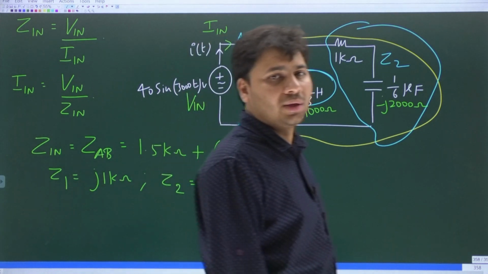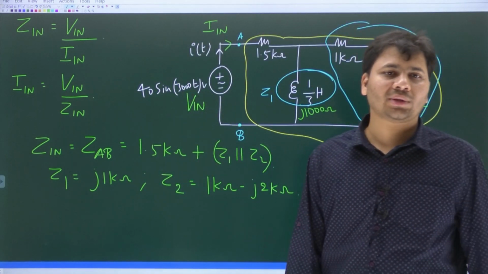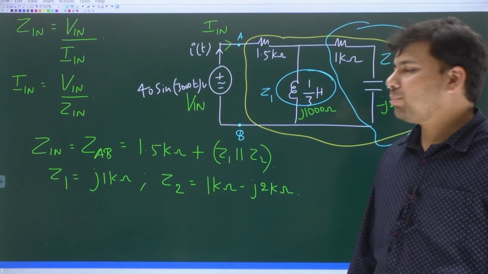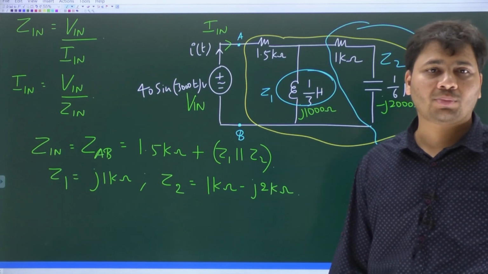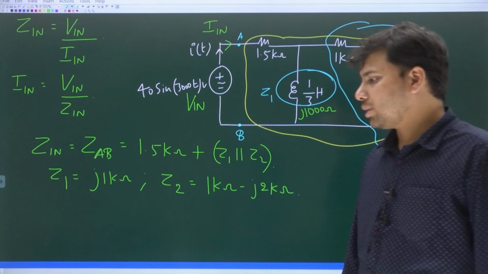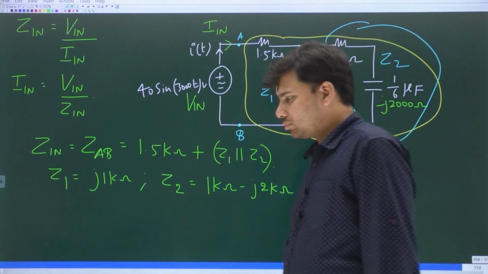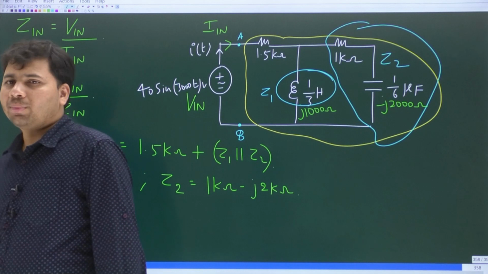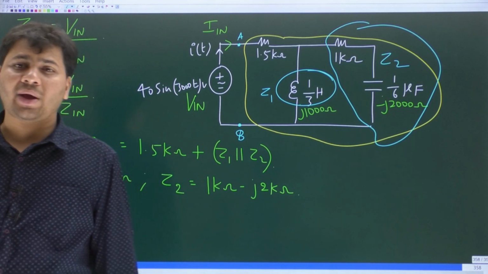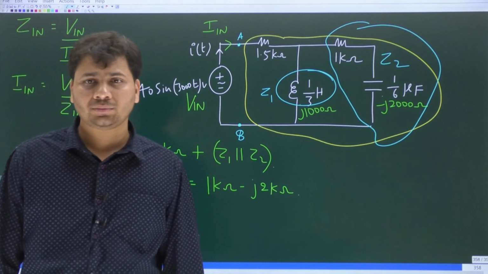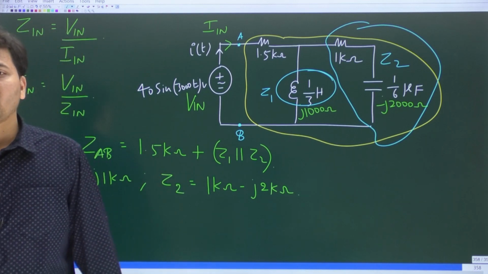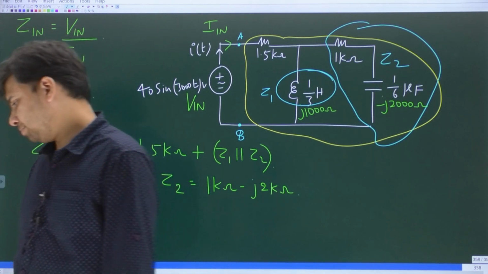Someone get the value of the input impedance. Please tell me the input impedance in polar form. I want the input impedance in polar form. Input impedance in polar form, it means magnitude followed by phase angle.